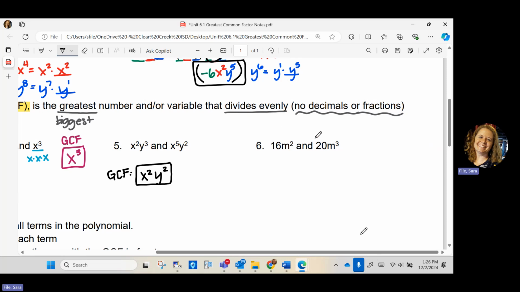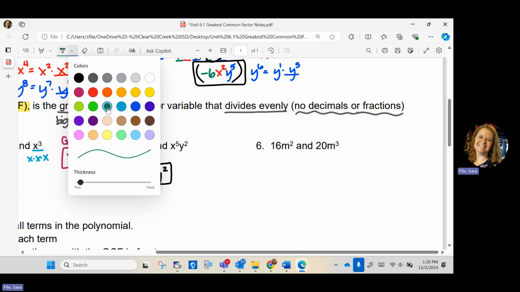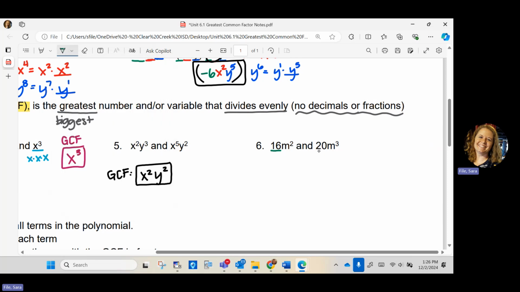All right, now this one has numbers and variables, numbers and letters. So let's look at them separately. What can I divide out of both 16 and 20? What can they both be divided by?